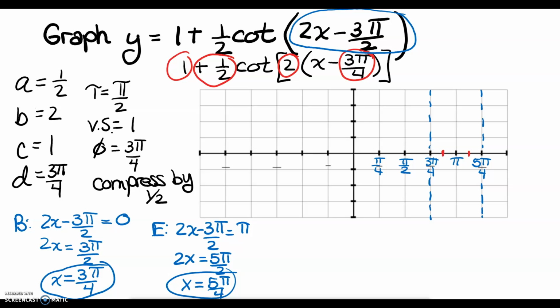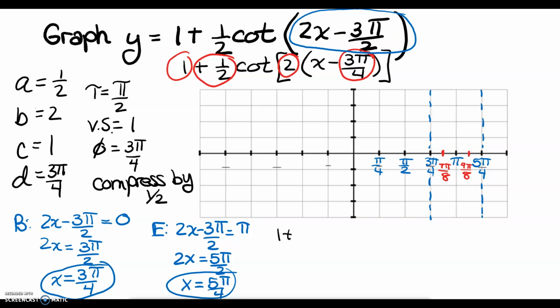I need a label here and a label here. So this is 3 pi over 4 and 4 pi over 4. If I add them, I get 7 pi over 4. And if I divide by 2, I get 7 pi over 8. That's 4 pi over 4 and 5 pi over 4. That's 9 pi over 4, divided by 2 is 9 pi over 8. Okay, good. So now let's go ahead and calculate those values.